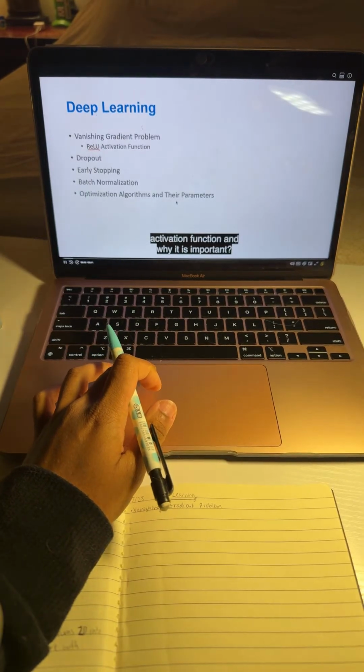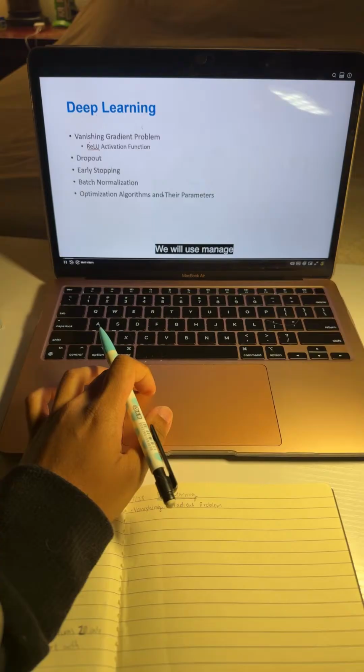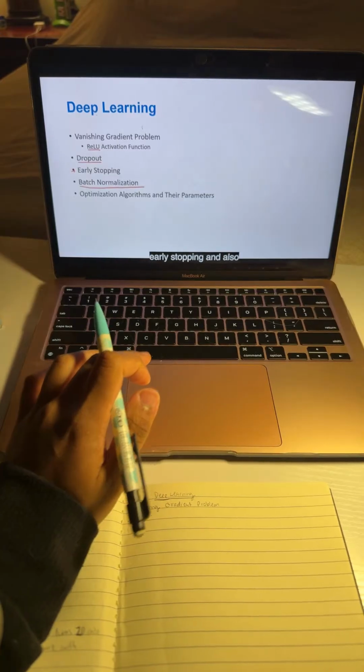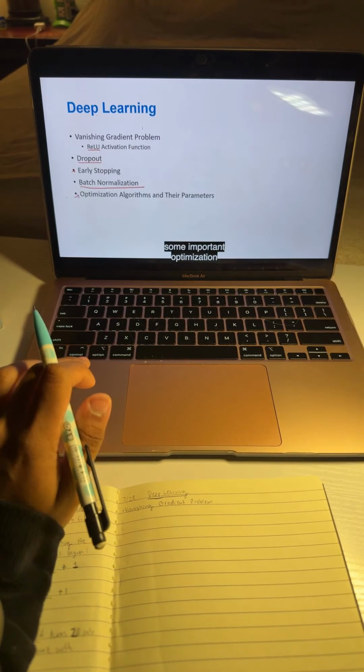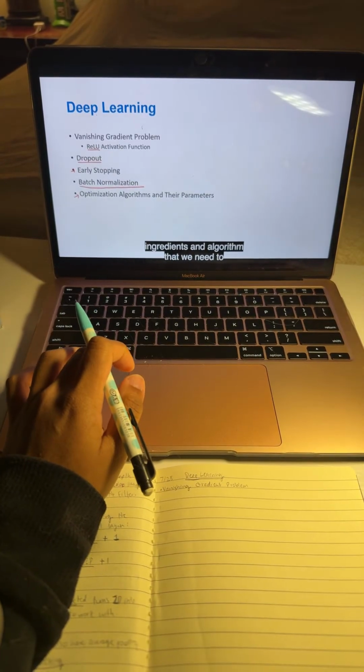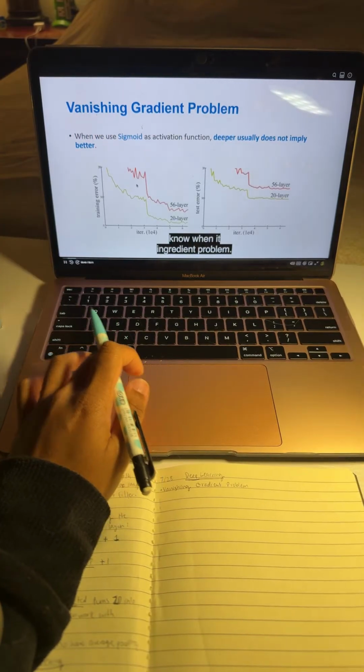Activation function and why it is important. We will use vanishing gradient problem to introduce. We will also talk about the two special layers. One is called dropout layer, another one is batch normalization layer. We will briefly talk about early stopping and also some important optimization algorithms based on the gradient descent algorithm that we need. Okay.